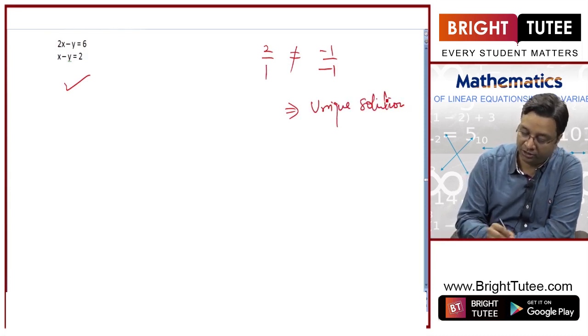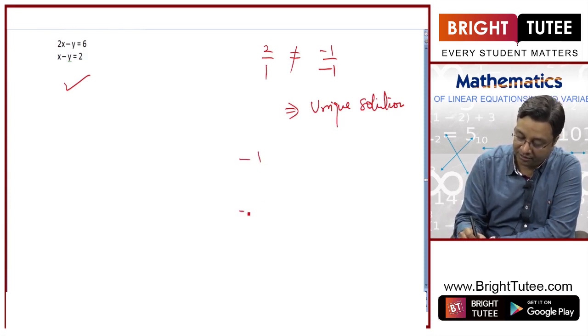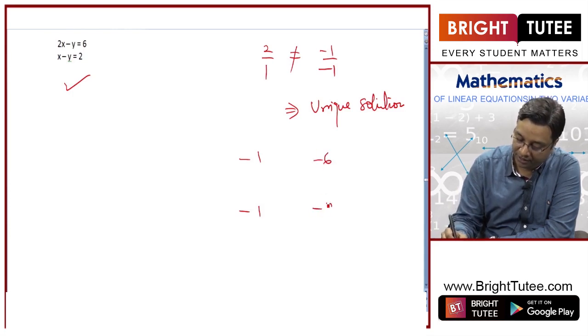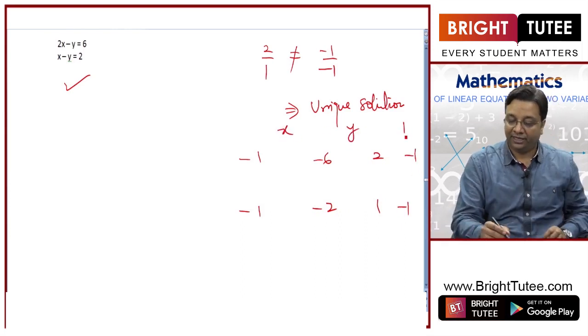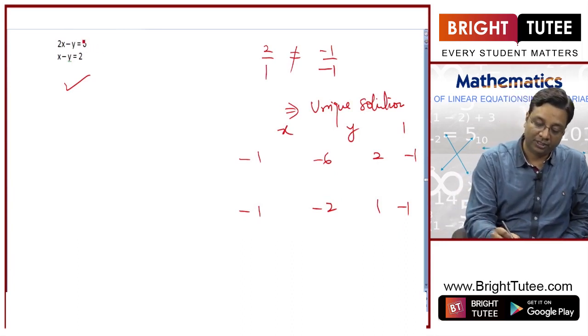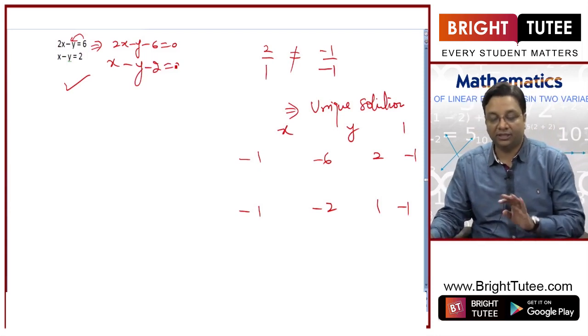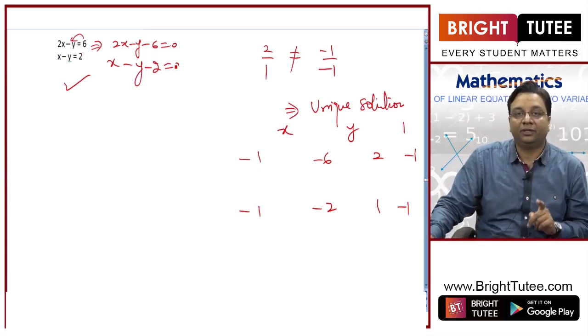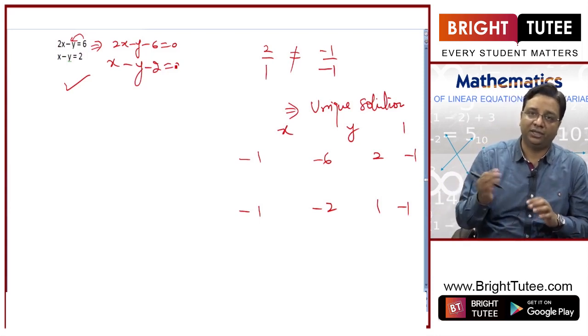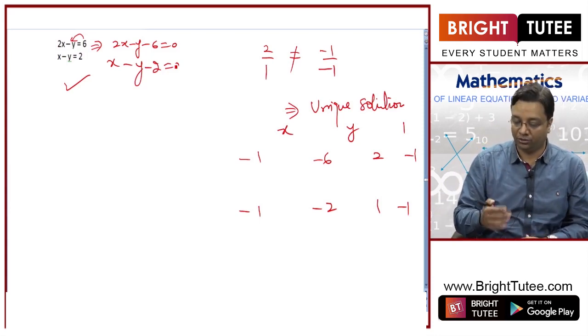And to obtain that solution, we will write the coefficients like this, minus 1, minus 6, minus 2 and 2, 1, minus 1, once again x, y, 1. Why did I write minus 6 and minus 2? Because I brought them on the left hand side. This equation can be written as 2x minus y minus 6 equal to 0, and this one x minus y minus 2 equal to 0. So this is in the standard form of a1x plus b1y plus c1 equal to 0, and similarly a2x plus b2y plus c2 equal to 0.